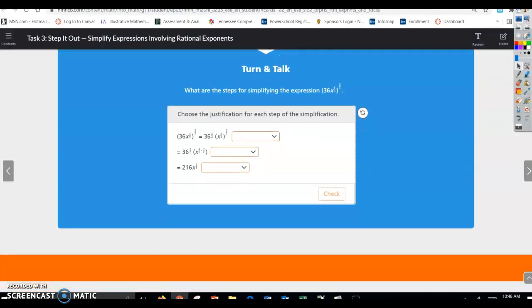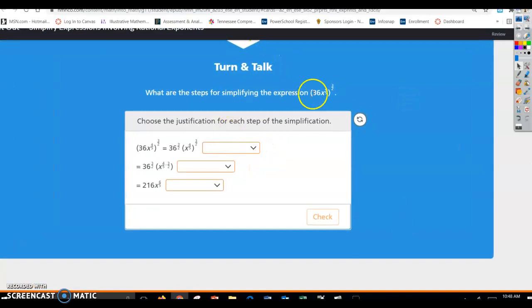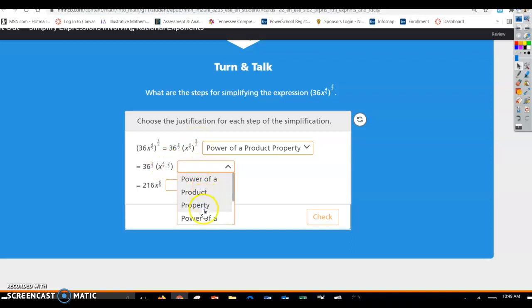All right, what are the steps for simplifying the expression? 36x to the 4/5 raised to the 3/2 power. All right, choose the justification for each step and the simplification. All right, so we have this all in parentheses raised to this power, so then they take the power to both of those. So that is a power of a product. And then this one, because they have 4/5 raised to 3/2, that's a power of a power.